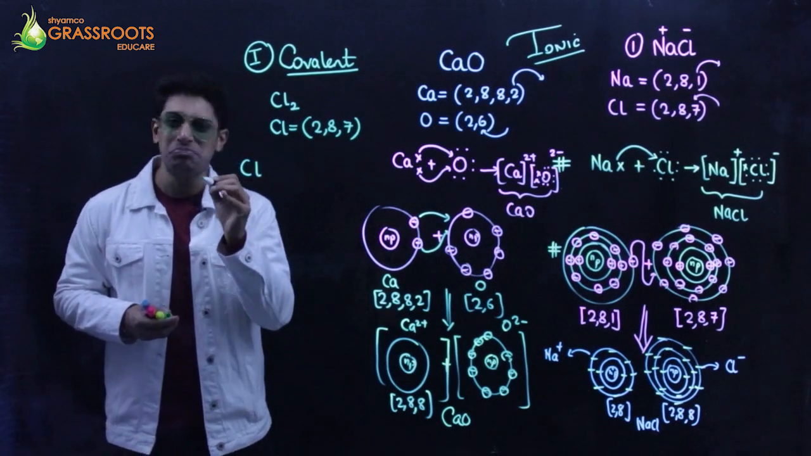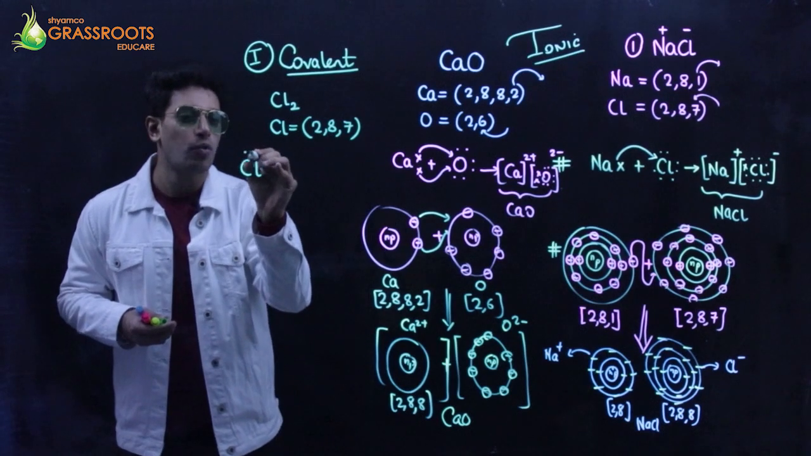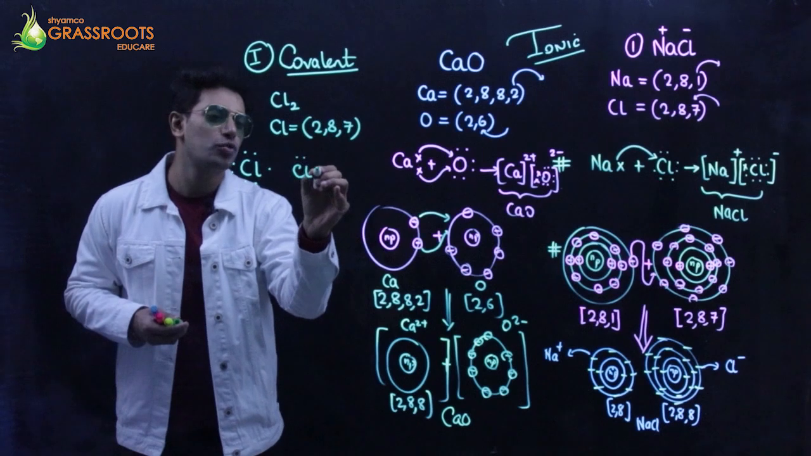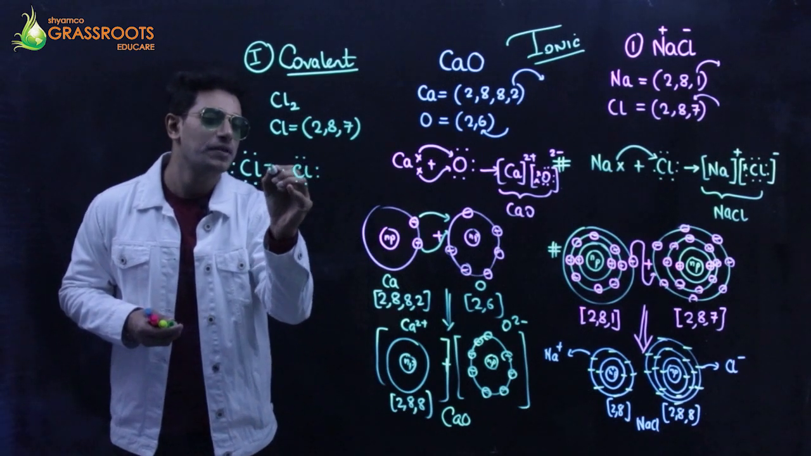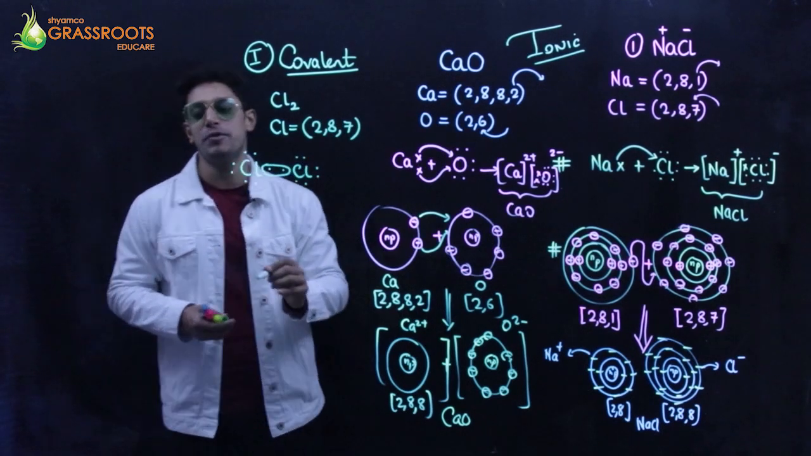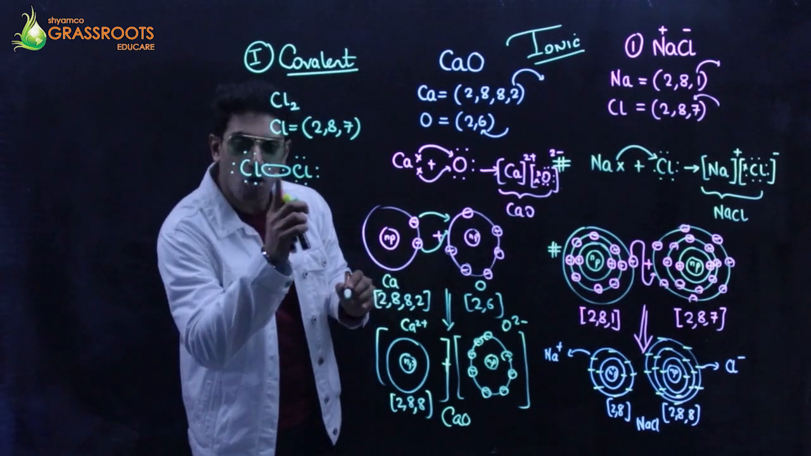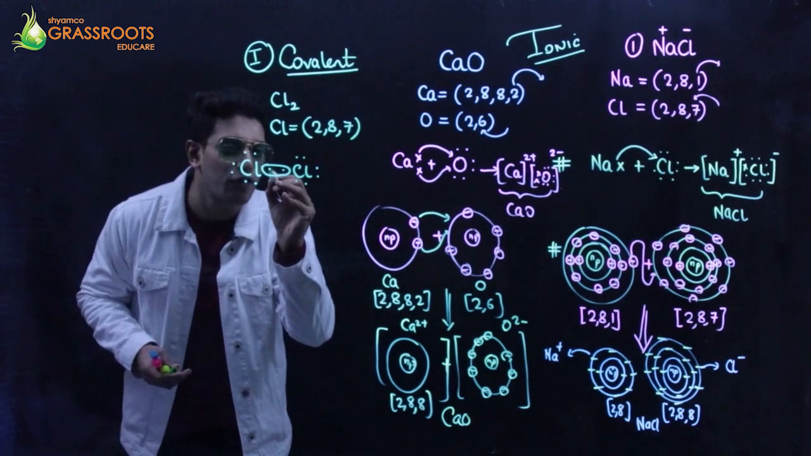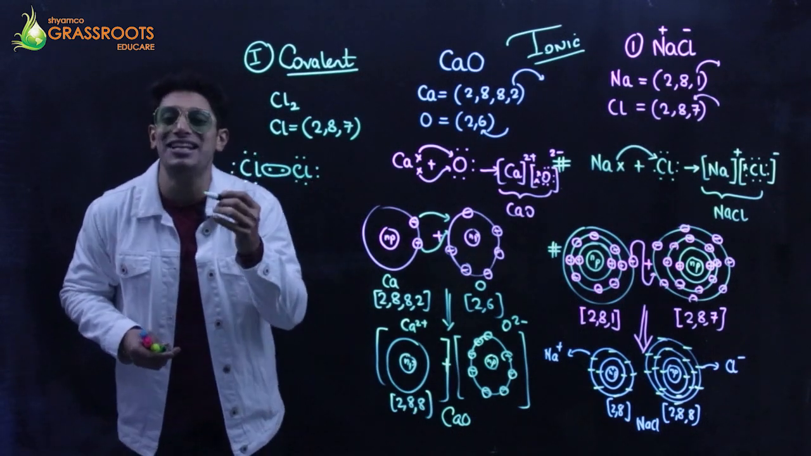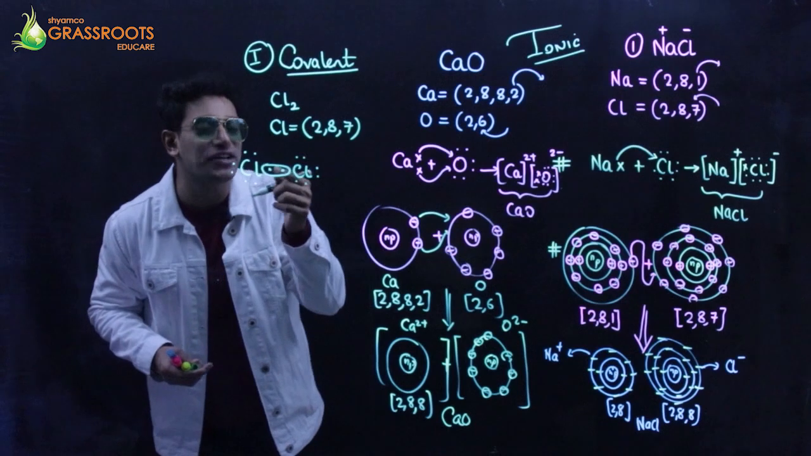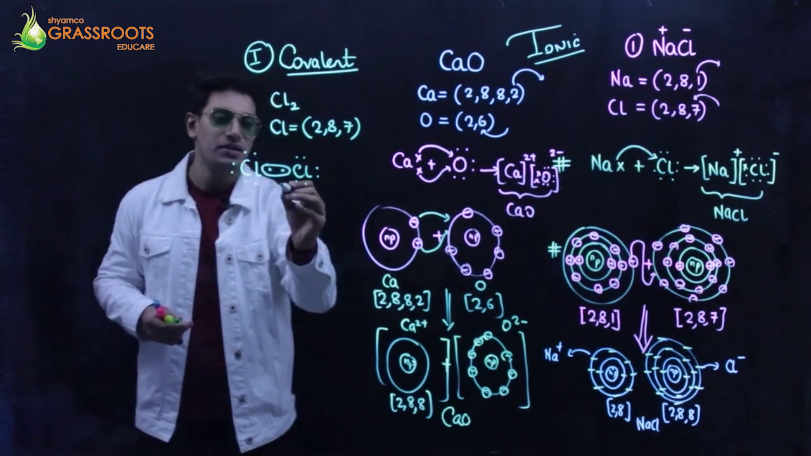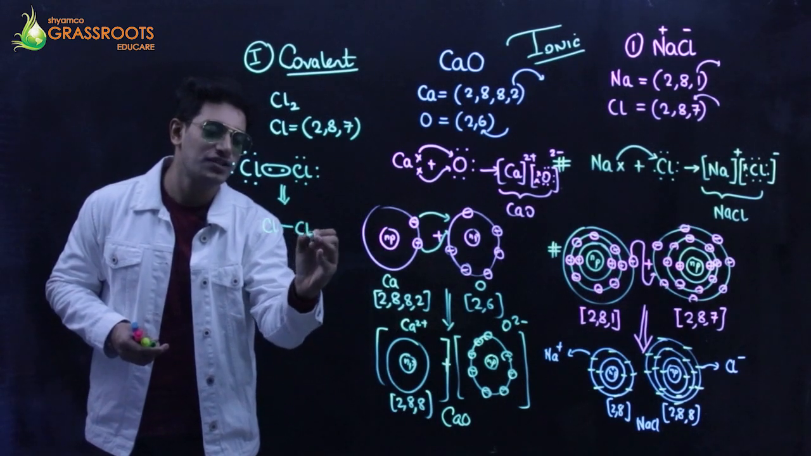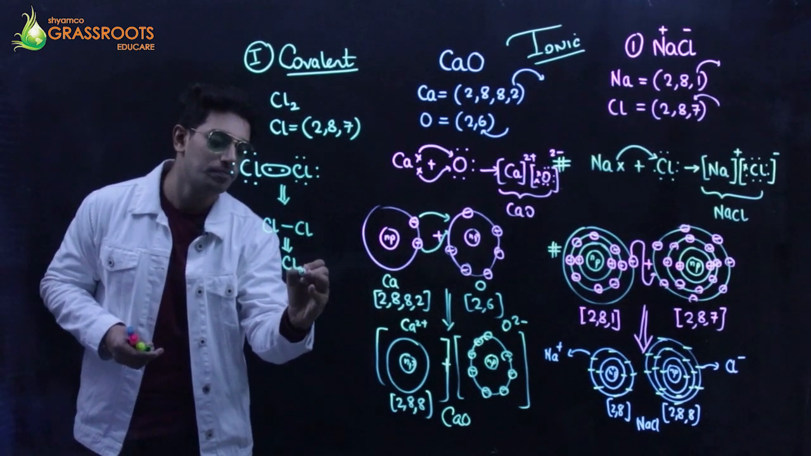Chlorine, 7 electrons, 1, 2, 3, 4, 5, 6, 7. Another chlorine, 1, 2, 3, 4, 5, 6, 7. A single bond is formed between them. A dash, a bond, represents 2 electrons. So in the sharing of electrons, there is a contribution of 1 electron by each atom. This forms Cl dash Cl, which is Cl2.